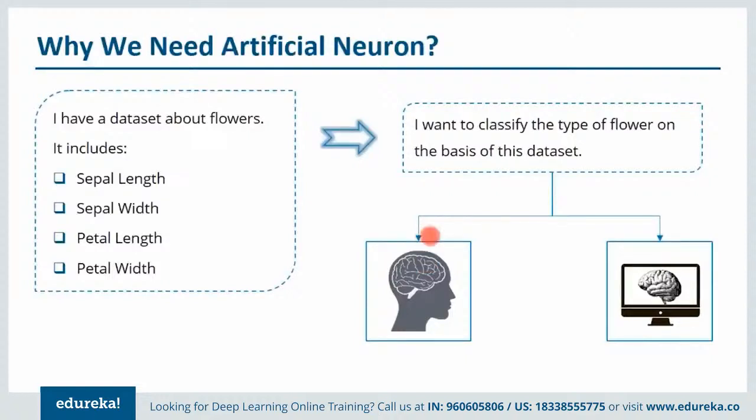So what we can do is train a machine to do that task for us, or we can put our brain inside a machine so that it can classify the flowers for us. With this, the machine will never get tired and it will make better predictions as well. So this is why we create artificial neurons, so that there is a system present that can mimic our brain.